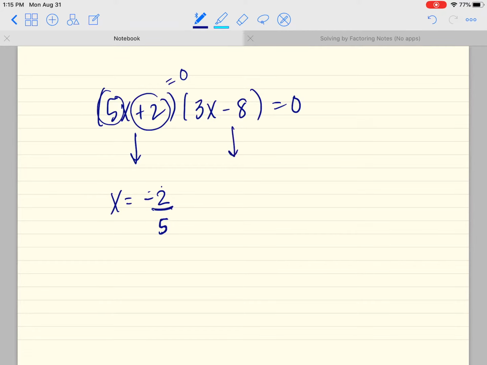Okay, and the same thing here, if you're in your head thinking what could make this equal 0, well, if I was solving for x on this one, I would have to add the 8 and then divide by 3, so positive 8/3 would be my next solution.